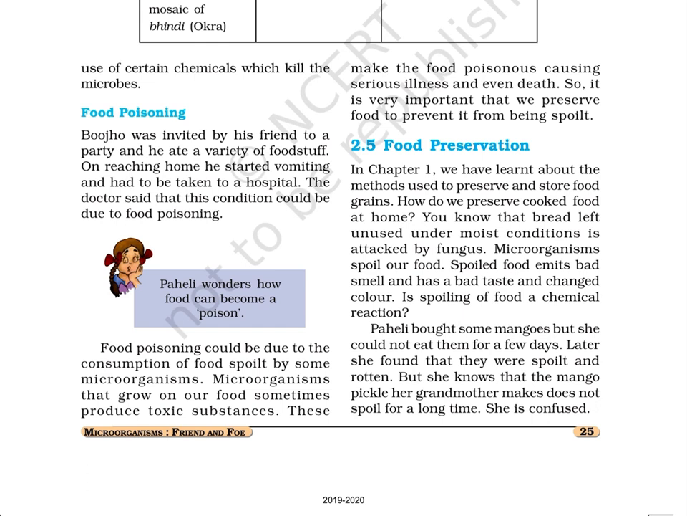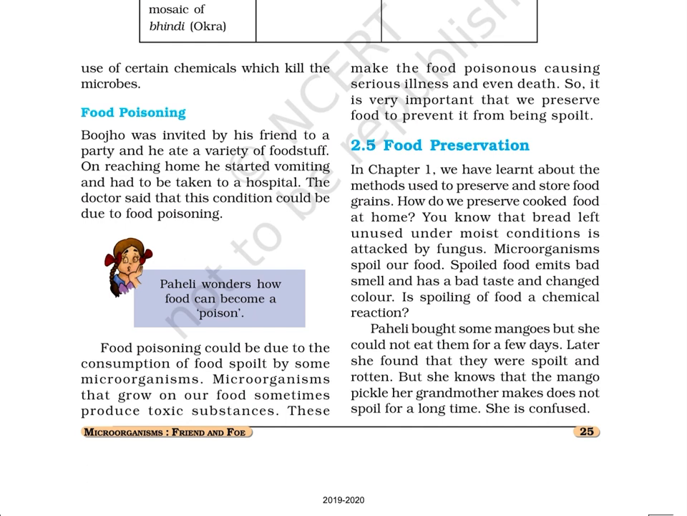How do we preserve cooked food at home? You know that bread left unused under moist conditions is attacked by fungus. Microorganisms spoil our food. Spoiled food emits bad smell and has a bad taste and changed color. Is spoiling of food a chemical reaction?